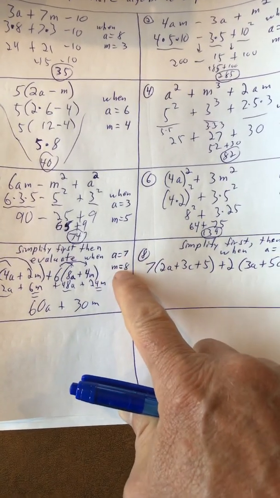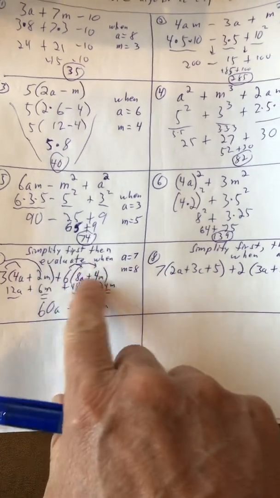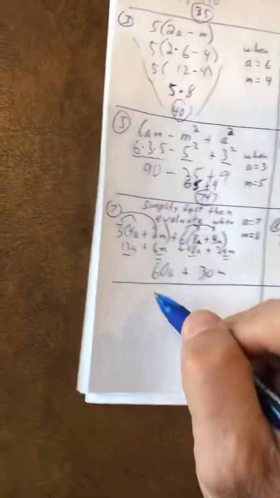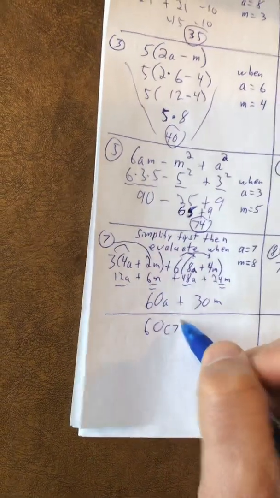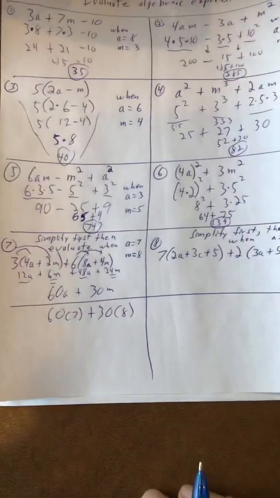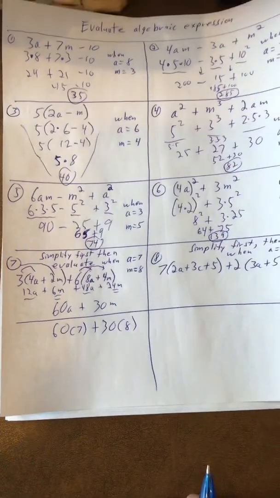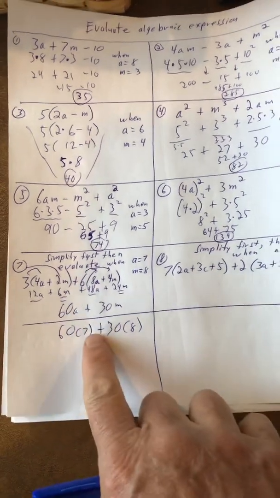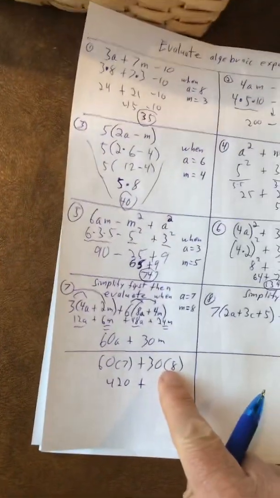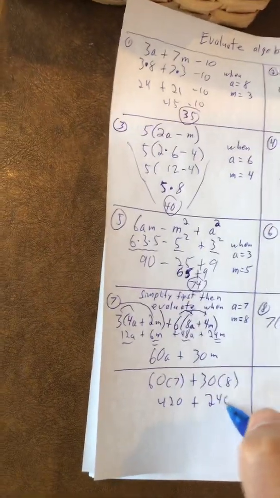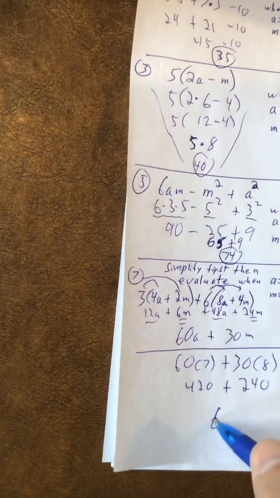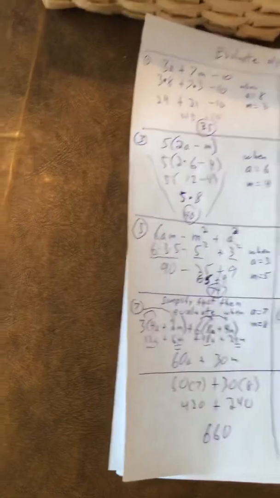And now I'm going to evaluate. A is 7 and m is 8. I want to simplify first, then evaluate where I just plug it in once. So this is 60 times 7 plus 30 times 8, if you want to use parentheses or the big dot for times. So 6 times 7 is 42, so this is going to be 420. 8 times 3 is 24, so that's 240. And if you stack those up, you get 660 is your answer.